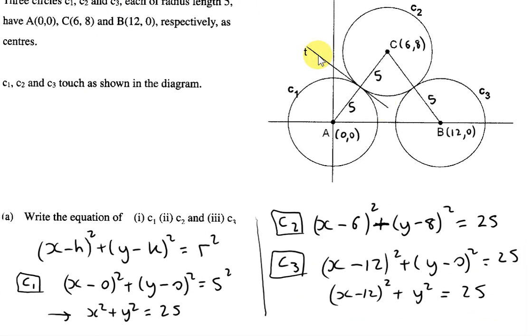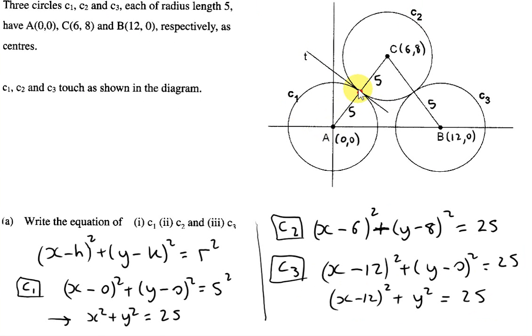Next we want to get the equation of t, which is the tangent common to C1 and C2. So here is t. Circles C1 and C2 touch externally. That means they touch at one point externally. The line joining the centres of the two circles passes through the point of contact of the two circles, and the point of contact is on the tangent t. Now we can see that this point is the midpoint of the line AC.